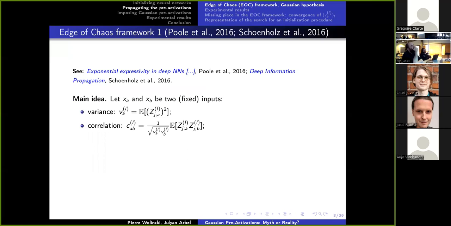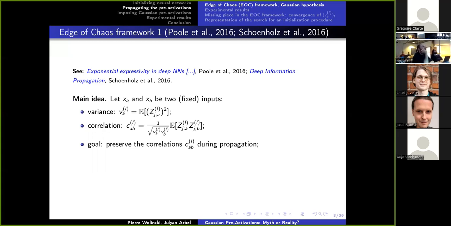The second feature we are studying is the correlations between the preactivations. So CAB of L means the correlation between ZA of L and ZB of L. The goal is to preserve the correlation CAB of L during propagation.